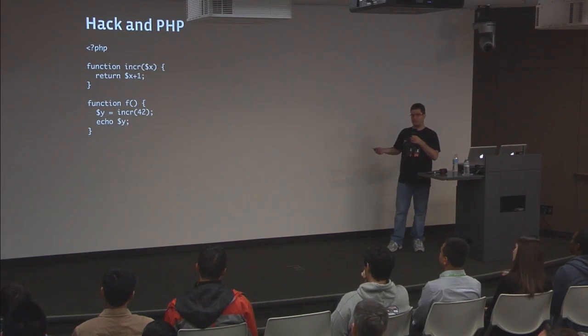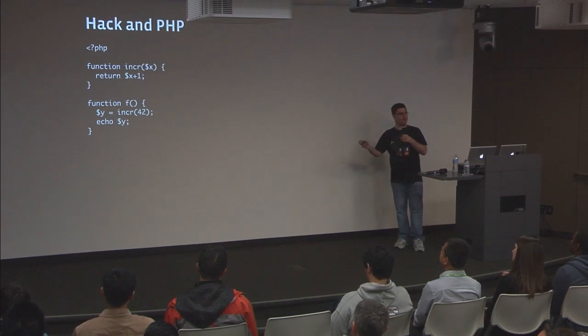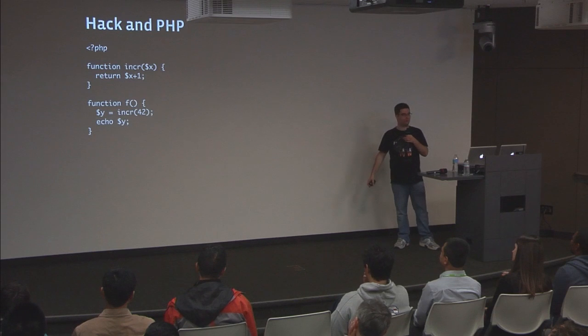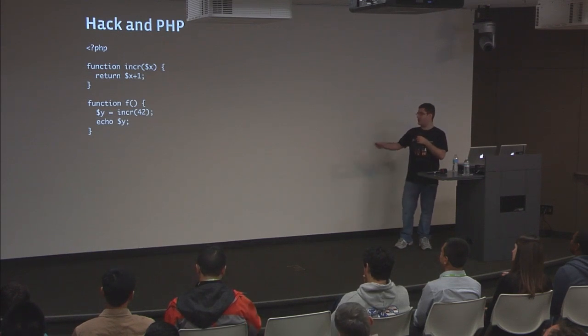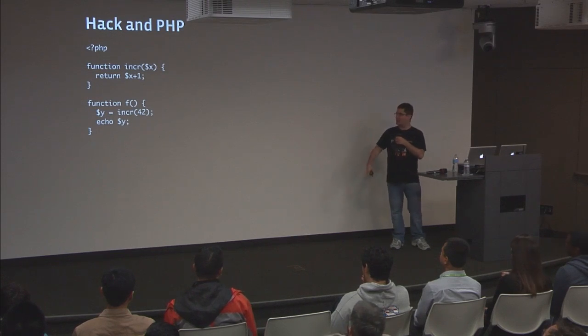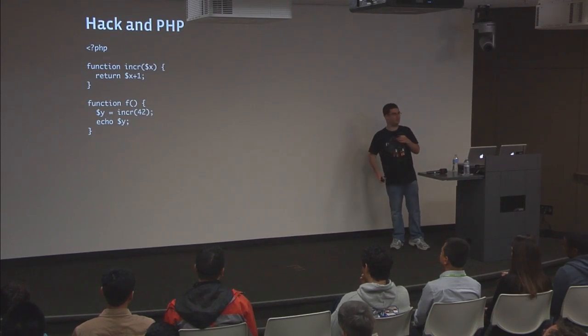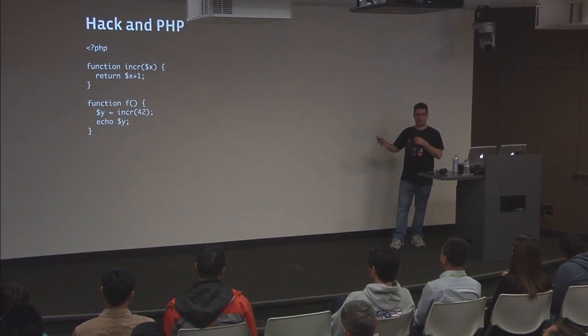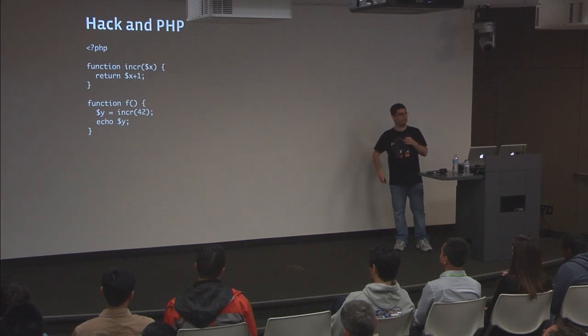On the left is a pretty standard bit of PHP code, a pretty standard PHP script. It's going to define a function increment. The increment function is going to take a variable x and return x plus 1. And then a function f, which is going to call the increment function with the constant 42 and echo that back out. So if I were to call the function f in this script, it would echo 43 as you might expect. Any sort of C or Algol syntax derived language with a few extra dollar signs.